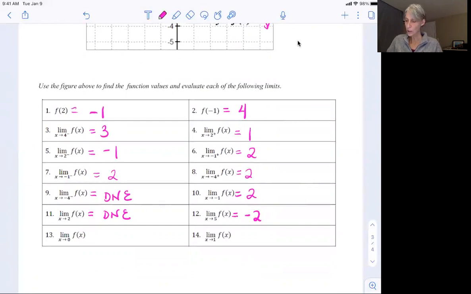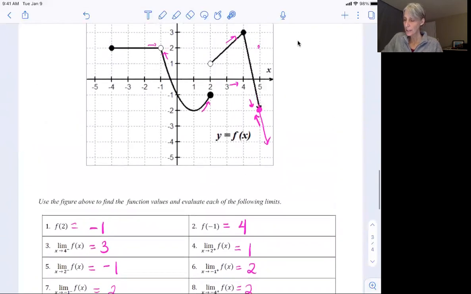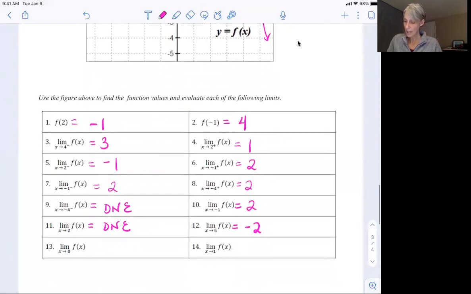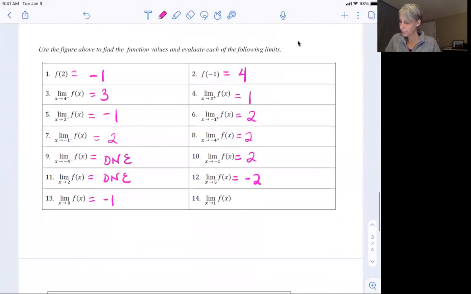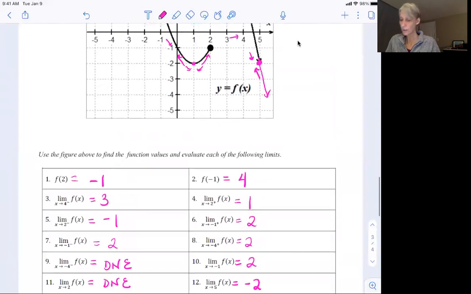The limit as x approaches 0. Again, this is a little easier to see. I go to 0 on the x-axis. I go to the graph of my function. My answer is -1. The limit as x approaches 1. It's the same from either direction. It's -2, right?